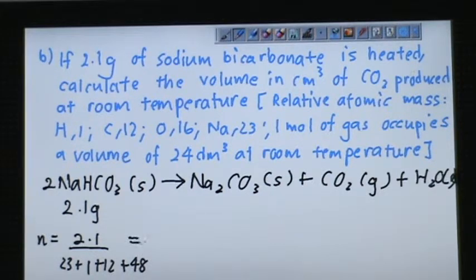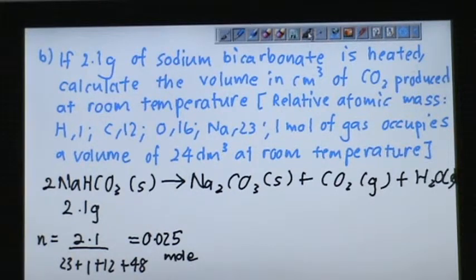So this will give us the answer of 2.1 divided by 48 plus 12 is 60, 60 and 84. Divided by 84. 2.1 divided by 84. That will give you the answer of 0.025 mole.